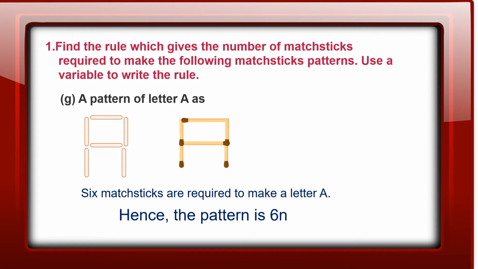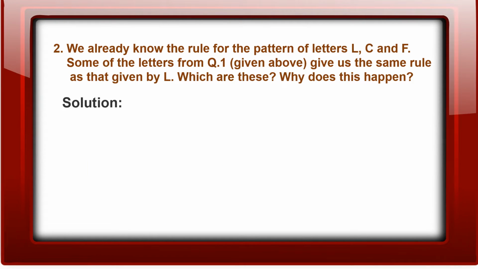So the pattern of letter A has 6 matchsticks. So the pattern is 6n. We already know the rule for the pattern of letters L, C and F. L means 2n, C is 3n and F is 4n, like that.